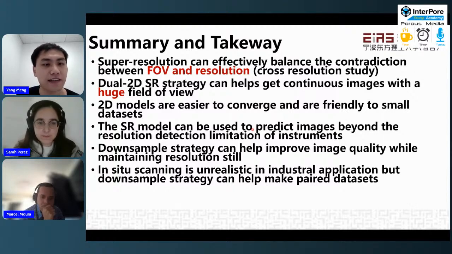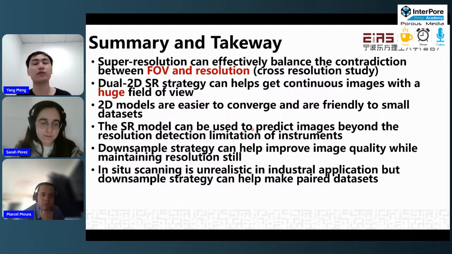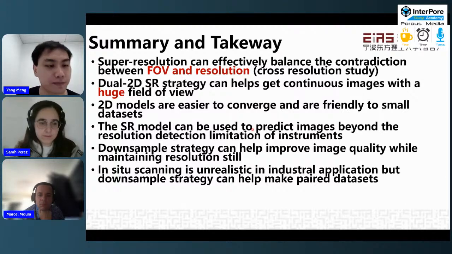The fourth one is the SR model can be used to predict the images beyond the resolution detection limitation of the instruments. We have already tested both the image level and the physical level. The fifth one is the downsample strategy can help improve the image quality while maintaining the resolution scale. I just mentioned we don't need the higher resolutions, but we can improve the image quality.